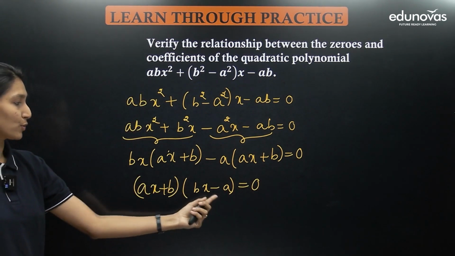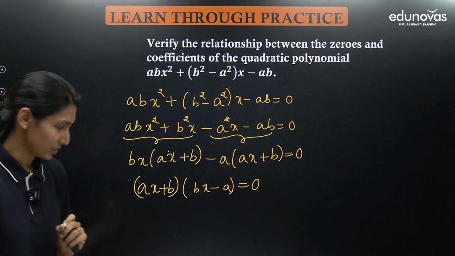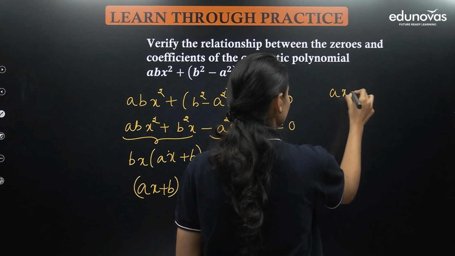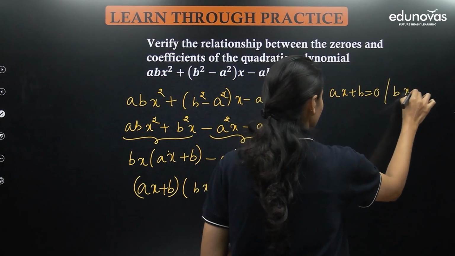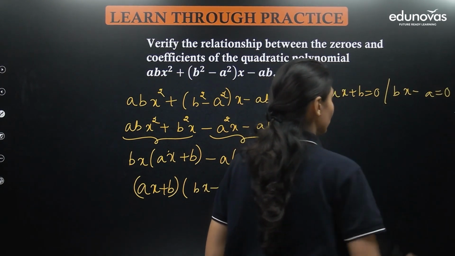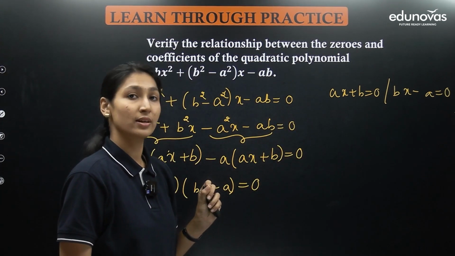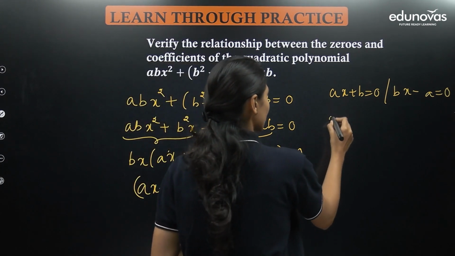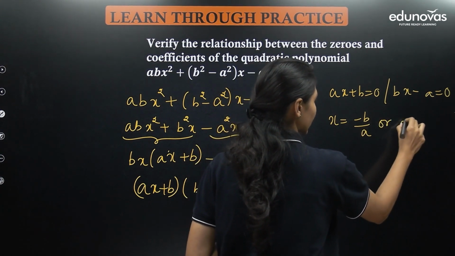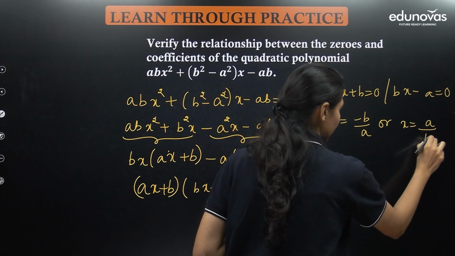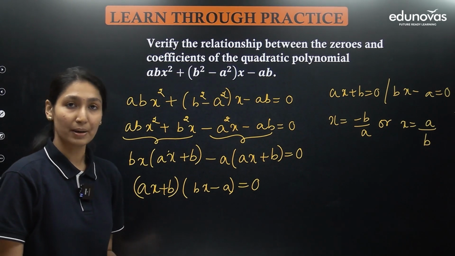See, the product of two terms is equal to 0. Therefore, either one of them must be equal to 0. This implies ax plus b is equal to 0 or bx minus a is equal to 0. Let's solve this for x. So, x is equal to minus b by a or x is equal to a by b. The two zeros for the given polynomial are minus b by a and a by b.